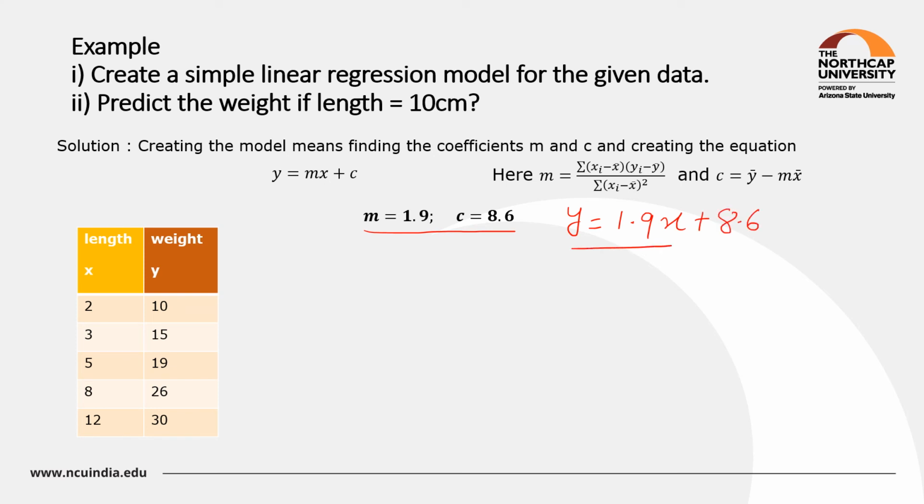Now the second question says predict the weight if length is 10. Length is my x. So if you put the value of x as 10 here, what will you get? y is equal to 1.9 into 10 plus 8.6, that is 19 plus 8.6, which is coming out to be 27.6. So this is the prediction for length 10 centimeters. The weight will be somewhat 27.6 grams.